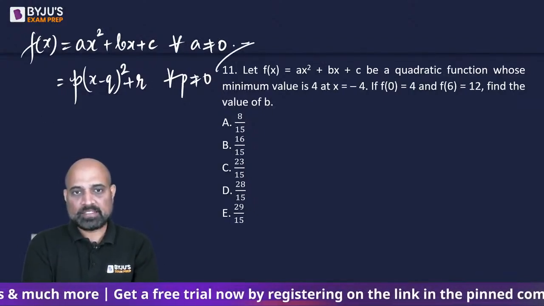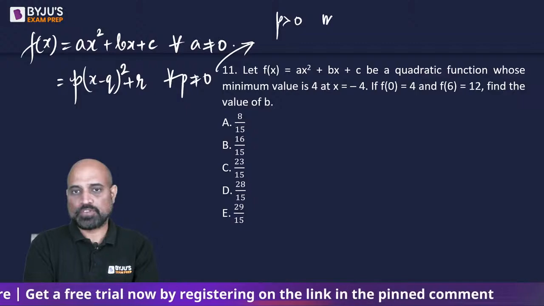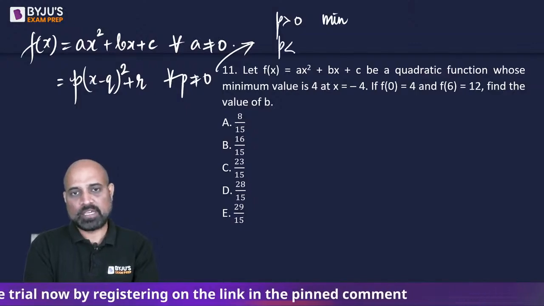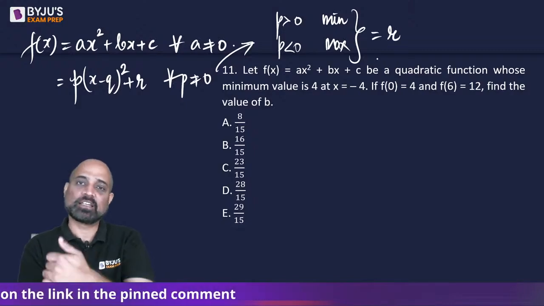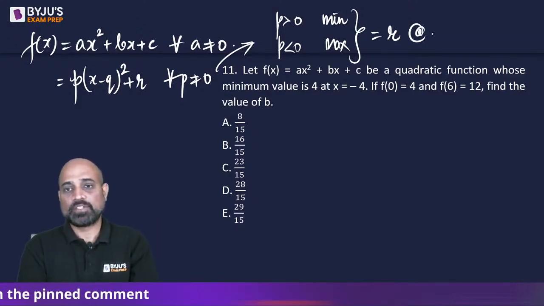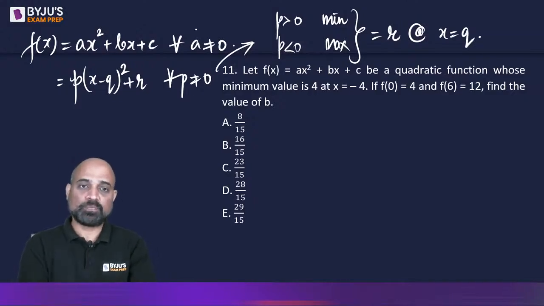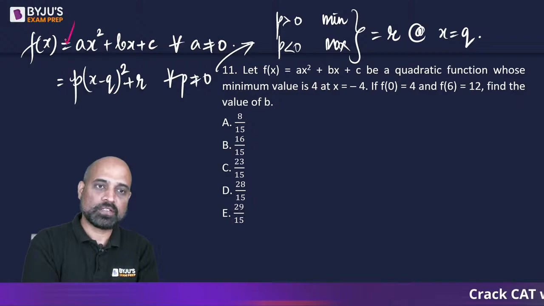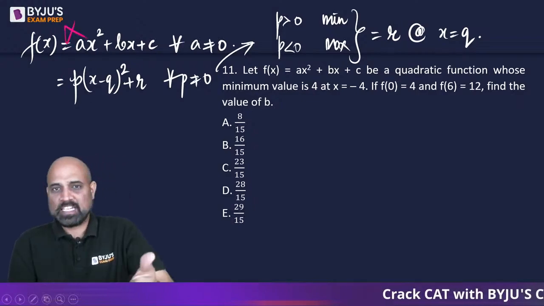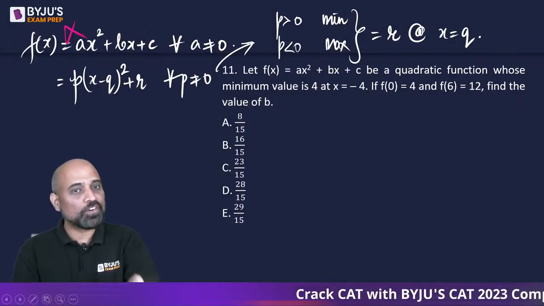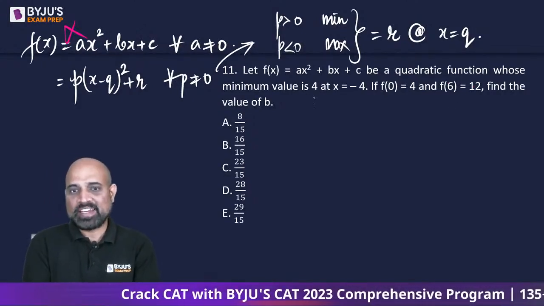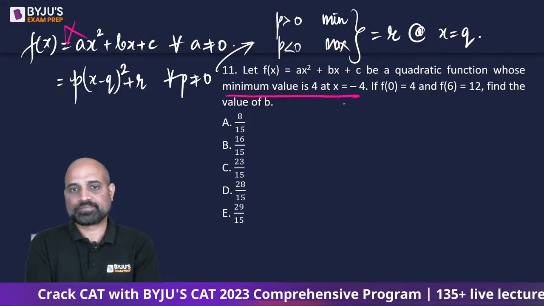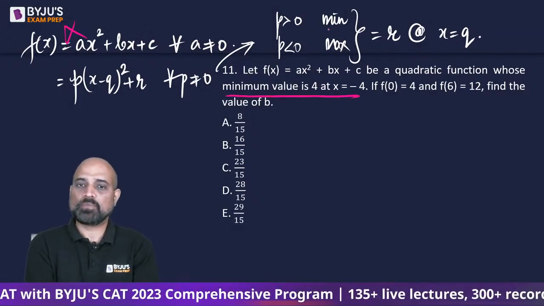In this case, if p is positive, you will get a minima. If p is negative, you will get a maxima. What is that minima or maxima? That's the number written outside. And that you will be getting when x is going to be equal to q. This particular approach and not the differentiation approach, minus b by 2a approach, उनसे काफी faster approach है ये, perfect square approach.